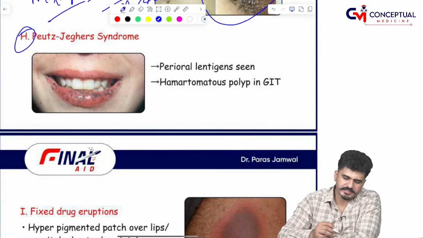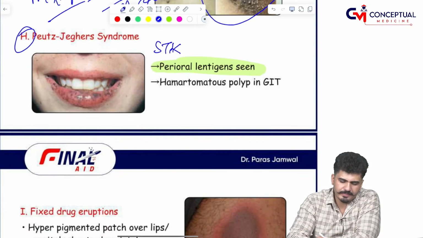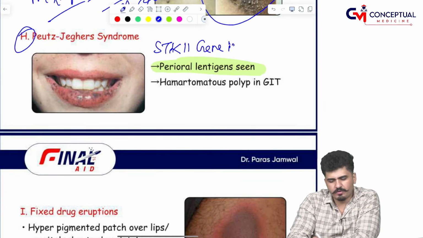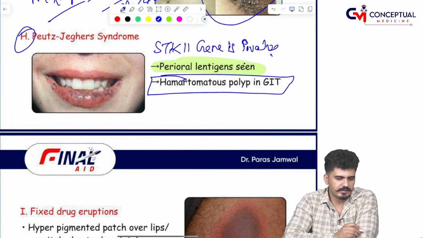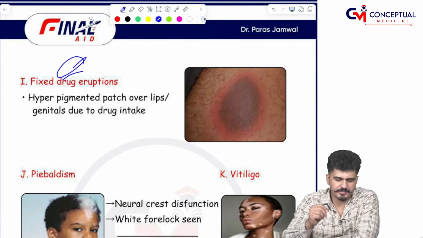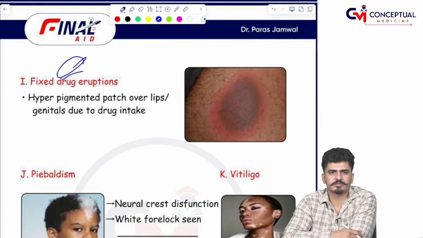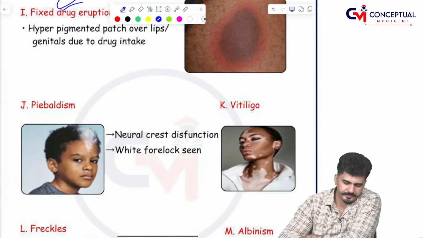Now Peutz-Jeghers syndrome. There is going to be perioral lentigines and the STK11 gene is involved, and there will be hamartomatous polyps in the GIT. STK11 gene and hamartomatous polyps. Very good. Fixed drug eruption: a hyperpigmented patch because of a drug reaction. Stop that drug and give a low dose steroid, you are going to fix it.